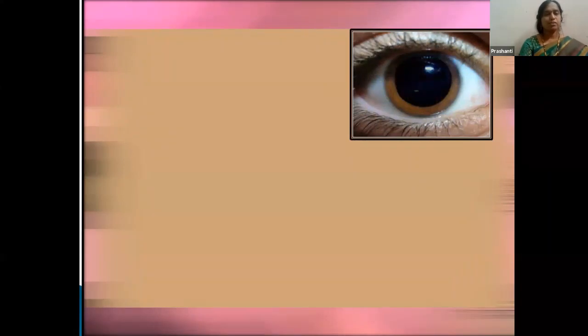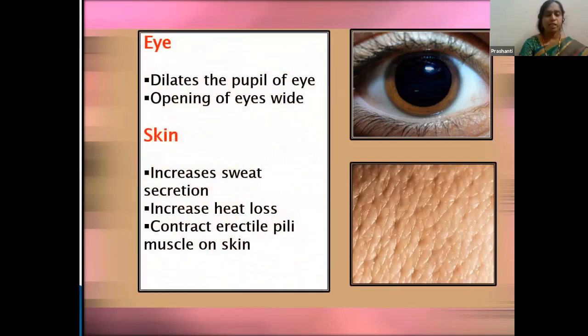It also shows its effect on the eye: it dilates the pupils of the eye, and also helps in opening the eye wide when we are in tension or when we listen to any shocking news. What do we do, children? We open our eyes very widely, even open our mouth also, in shock or tension. And in the skin, it increases the sweating and the erection of the hair, also to keep our body cool. So these are the various changes, children.